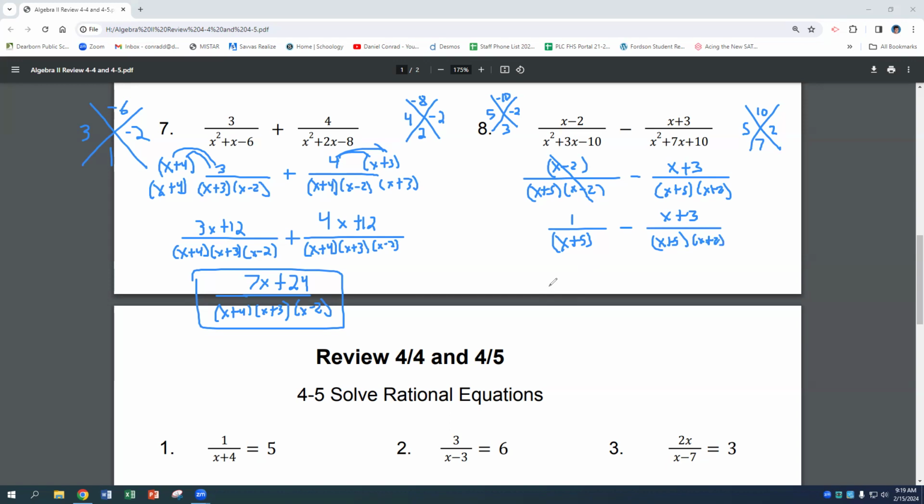All right, so our common denominator then is going to be x plus 5 times x plus 2. So this one's all set. The second term is all set. The first one, though, we are missing an x plus 2. So I got to multiply by x plus 2 over x plus 2. If I distribute, that's going to give me x plus 2.